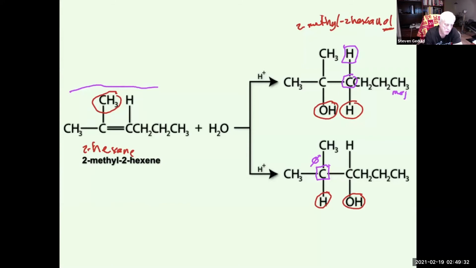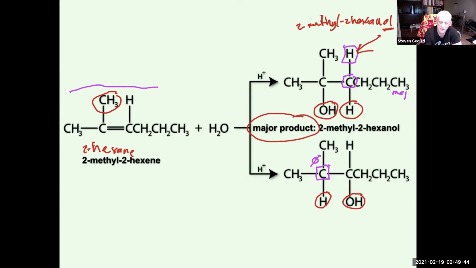Okay. So 2-methyl-2-hexene, and like we said, this is the major product. Because we have this hydrogen right here attached to that carbon, the other hydrogen bonded to. And it's 2-methyl-2-hexanol.